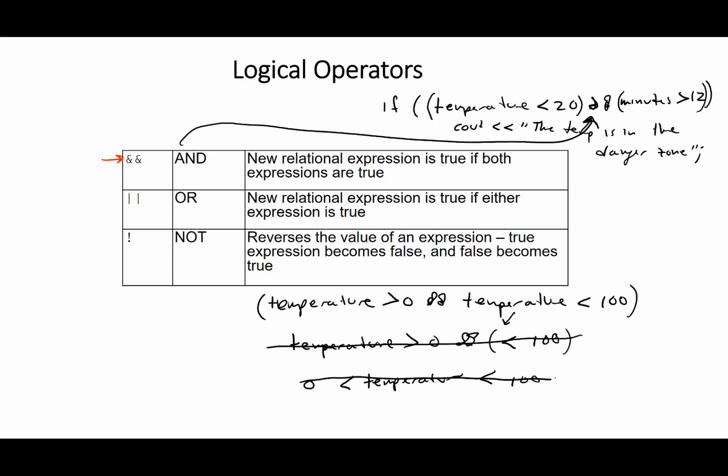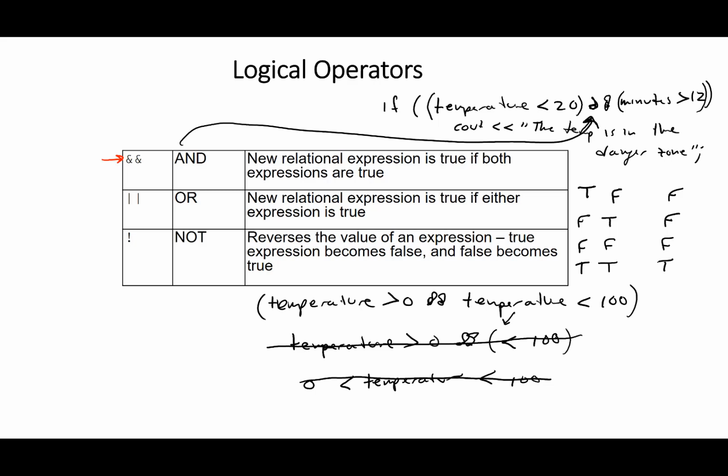So the way that this AND operator is working is it's comparing your two relational expressions. Let's say the temperature's less than 20, so that's true. But then the minutes are only 8, so that's false. So you have a true and a false. That means that this expression is going to be false. If we have a false and a true, this will also be false, because they both need to be true. If we have a false and a false, that will obviously be false. If we have two trues, then this is going to be true.